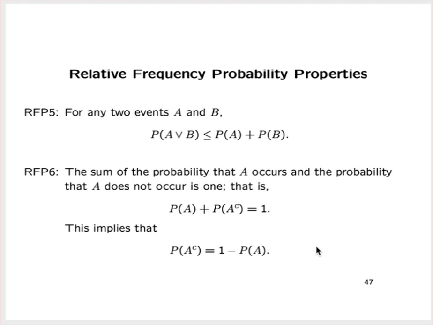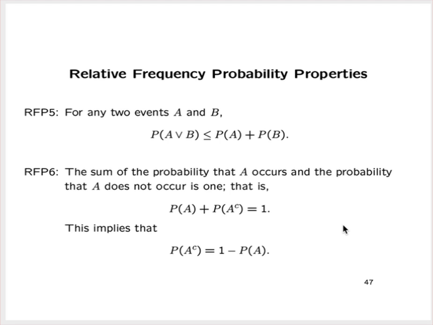Okay, then on to RFP5. For any two events A and B, the probability that at least one of the two events occurs is always going to be less than or equal to the probability that A occurs plus the probability that B occurs. So that is always going to be true.